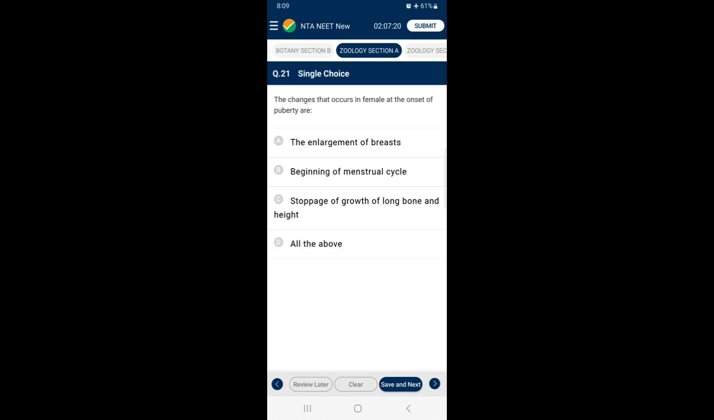Question number 21. The changes that occur in females at the onset of puberty are the enlargement of breast, the beginning of the menstrual cycle, and the stoppage of growth of long bone and height. These are called secondary sexual characters. So the answer is option D. All the changes that take place during puberty.